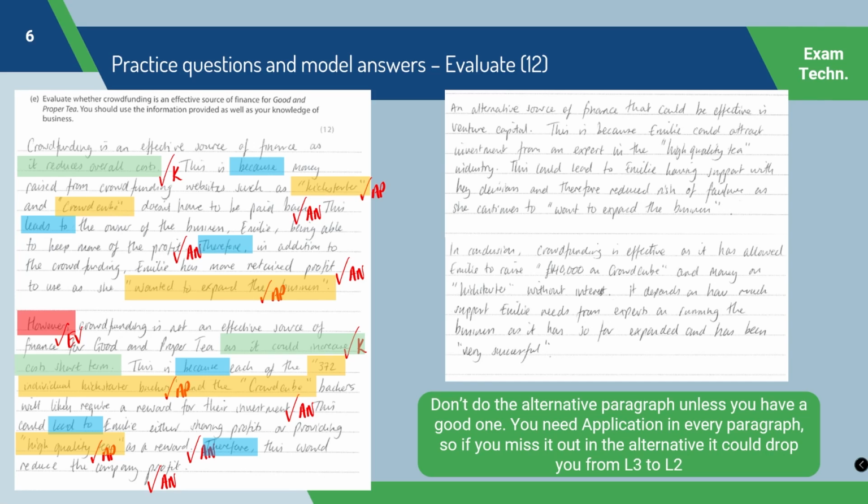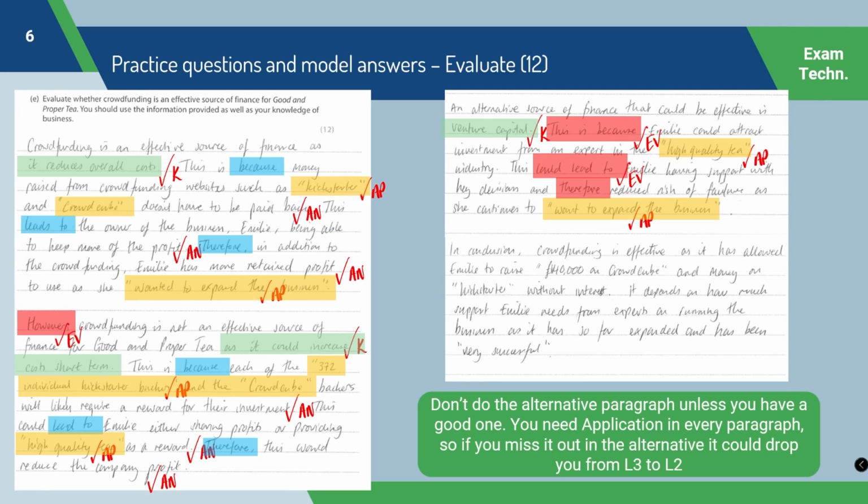So if we look in this alternative paragraph, so this had best be good as they've done an alternative paragraph. So the student says an alternative source of finance that could be effective is venture capital. Okay, that's a point. This is because Emily could attract investment from an expert in the high quality tea industry. Okay, I think the student's hoping a little bit here, but maybe, who knows. This could lead to Emily having support with key decisions and therefore reduced risk of failure. Oh, I like this, not enough students use that. As she continues to want to expand the business. Okay, so I'm getting the idea that expansion is risky and you need someone more experienced to help you along.